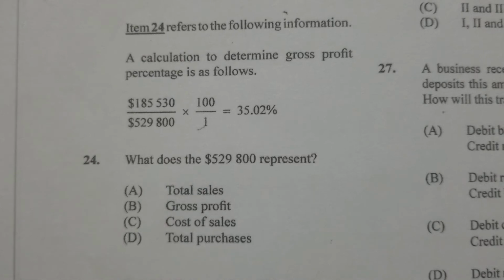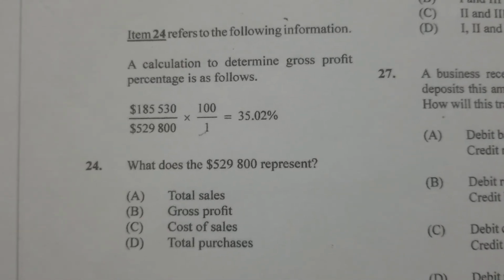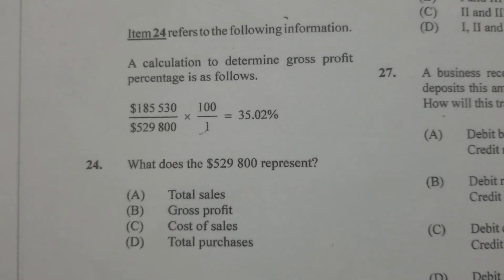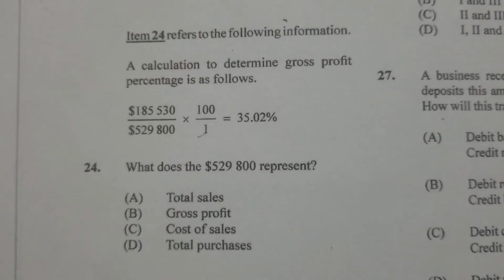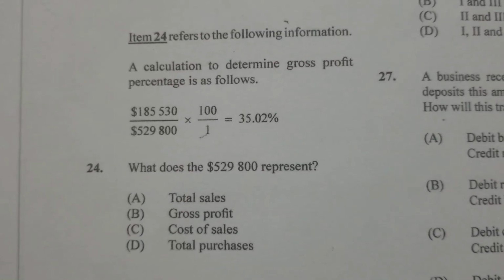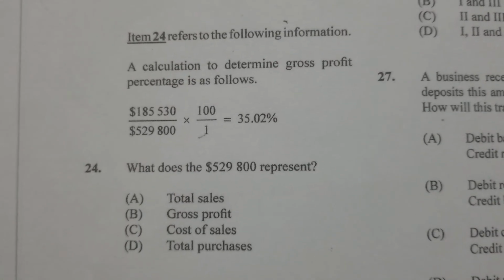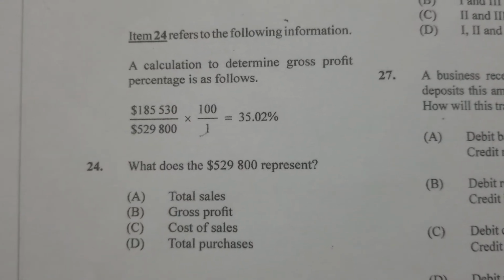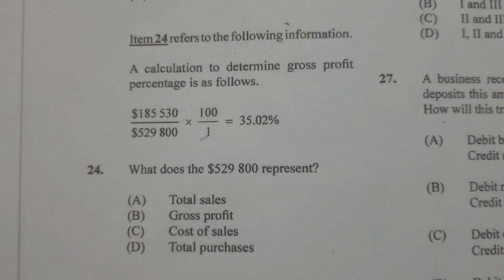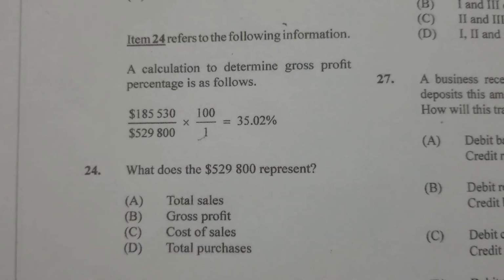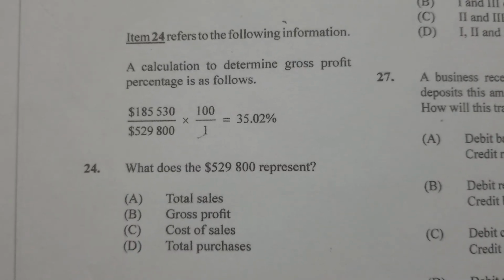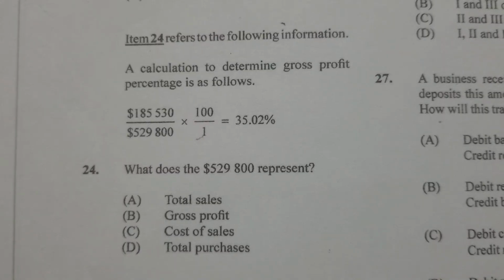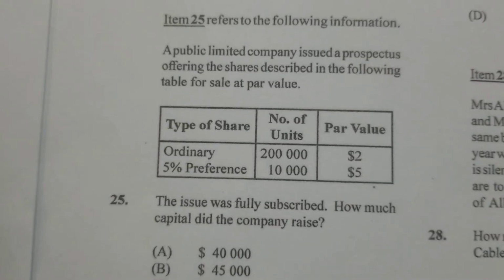Why? Because the formula to find cost of goods sold, you can use the process of gross profit over the sales times 100 over 1. So the appropriate response here is total sales. Gross profit over the sales times 100 over 1. So it is total sales.